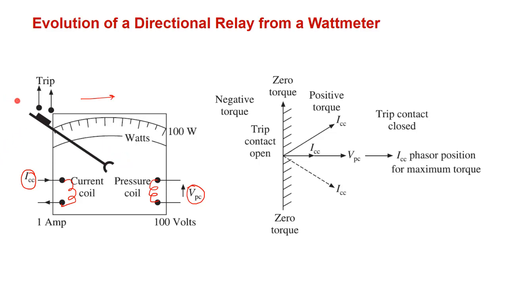When the current flows in the opposite direction, the needle will move in the opposite direction, right? Because that will develop the negative torque. So this is the principle of the wattmeter, and the directional relay is almost similar, and therefore it is said that the principle of the directional relay has evolved from the working principle of the wattmeter. We have already discussed these things, no need to discuss more about this.